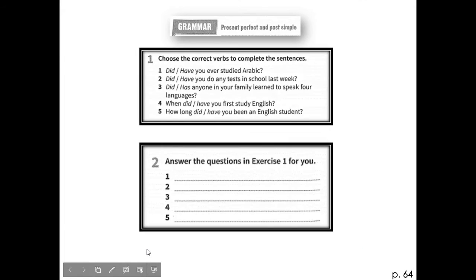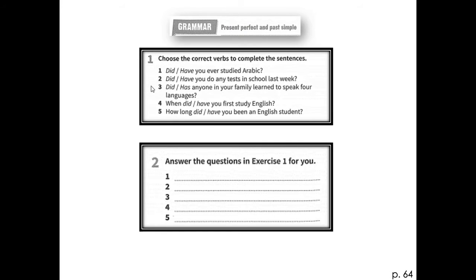Let's move on to the next part, which is grammar, present perfect and past simple. Just a quick recap. Present perfect is for things that started in the past and are still true in the present. Past simple is for things done in the past that remain completed and don't change. So that's the difference between these two.